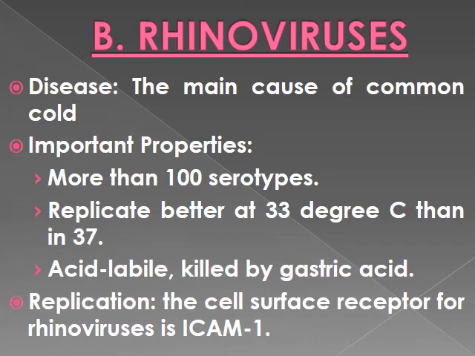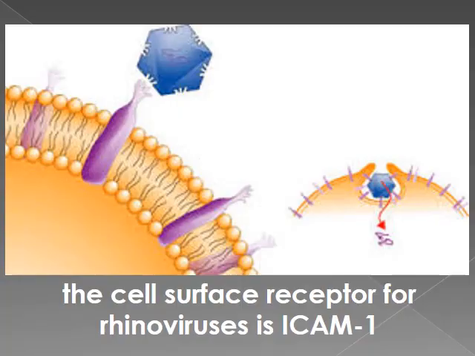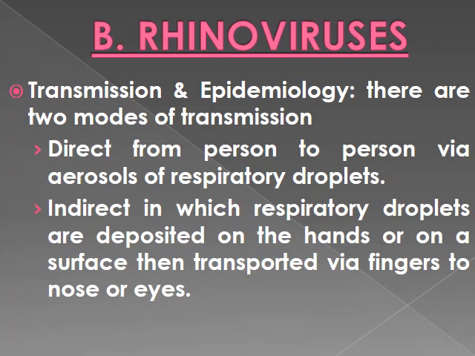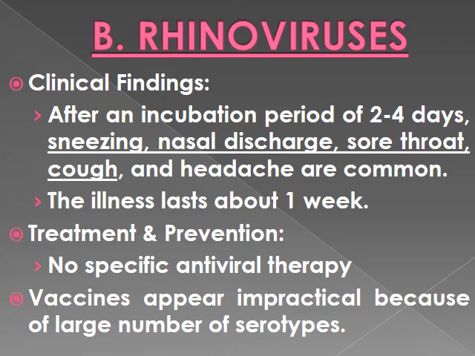Replication, as we said, the cell surface receptor is ICAM-1. You studied it in immunology, intercellular adhesion molecule 1. ICAM-1 is the receptor of the virus. This is the binding of the virus to the receptor, which is expressed on the membrane of the cell. Now, transmission. There are two modes of transmission: either direct contact by respiratory droplets, or indirect, using hands and other substances used by the infected person. Clinically, sneezing, mild cough, nasal discharge, and sore throat.